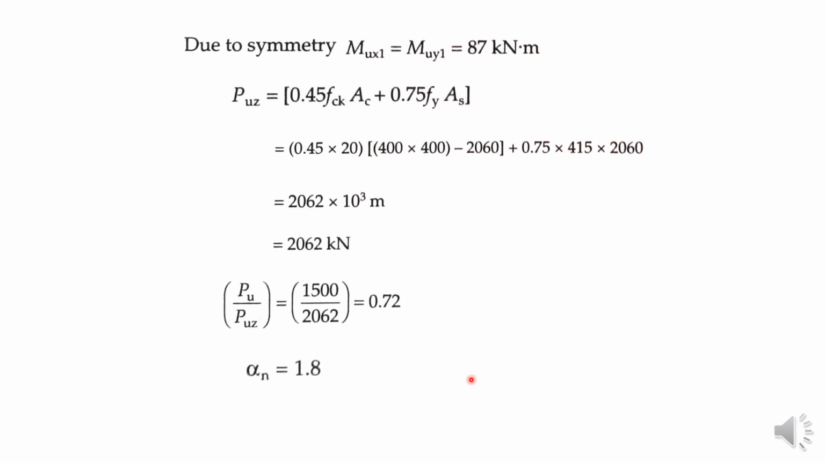From that we have to find the value of alpha n. So how can we find alpha n? When Pu by Puz varies from 0.2 to 0.8, alpha n varies from 1 to 2. For a value less than 0.2, the alpha n value is 1, and for a value greater than 0.8, the alpha n value is 2. So interpolating, finally we get a value of 1.8. So we determine the alpha n value from this relation with Pu by Puz.